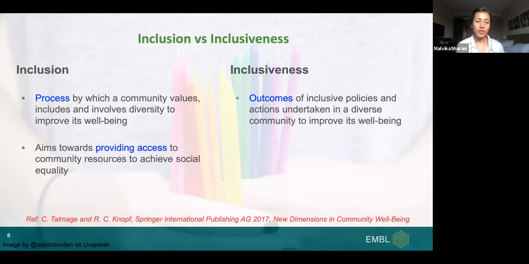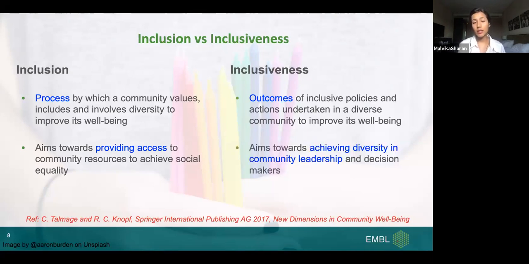Inclusion aims towards providing access to community resources, whereas inclusiveness is an aim towards achieving diversity and heterogeneity at the leadership level and among decision makers who would make sure that everybody gets heard, and all the stakeholders, including those who were previously excluded, are involved. And this is the reason why I like to use inclusiveness, because at its heart it holds diversity, at the same time involving people actively and not just keeping them as faces of different background and ethnicity.